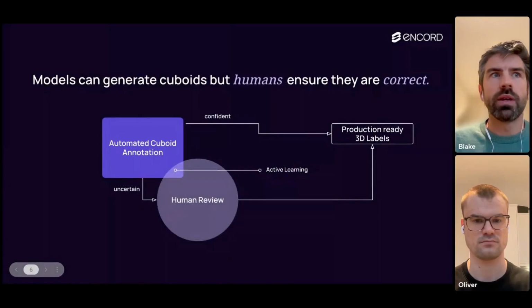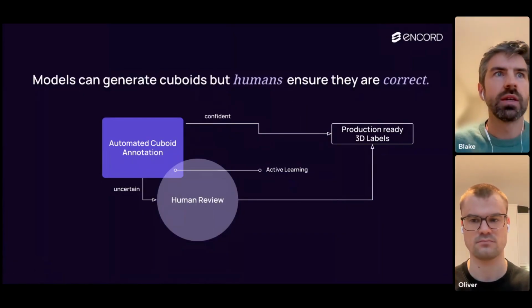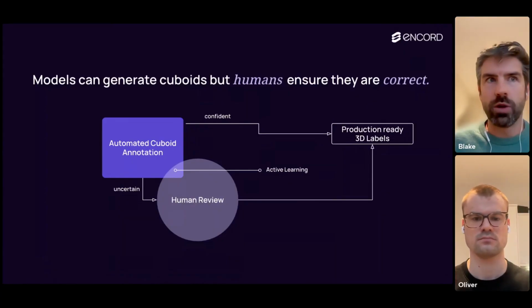And that's exactly what we're addressing today with the human-in-the-loop annotation. So here's the core principle. Models can generate cuboids and other objects, but humans ensure that they are correct. So let me walk you through how this works.